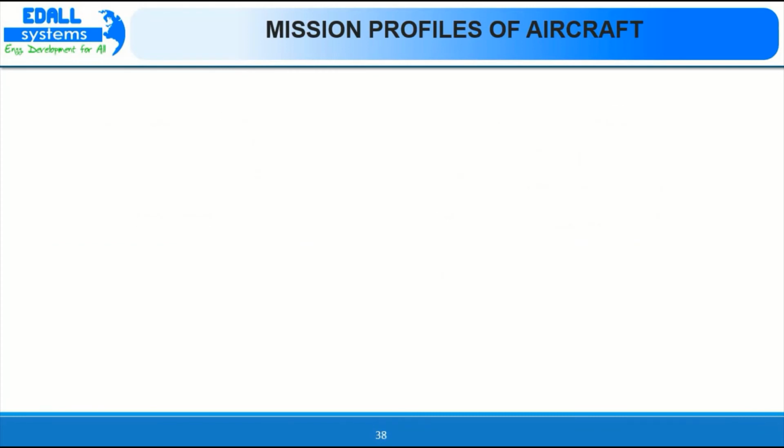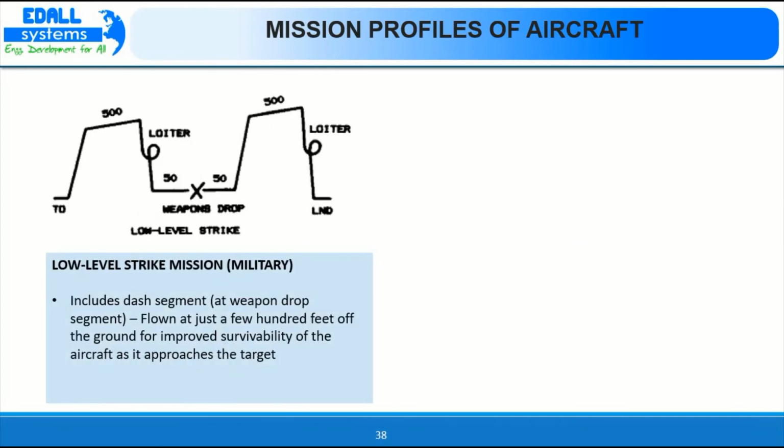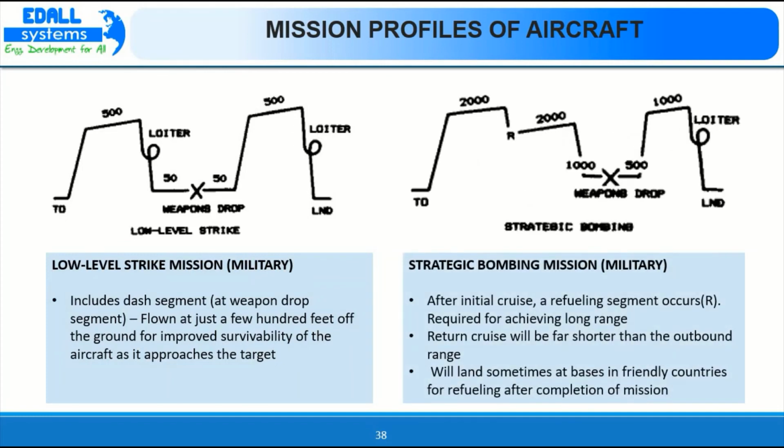So the next category is the low level strike mission. This is again for the military. This includes a dash segment and a weapon drop segment flown at just a few hundred feet off the ground for improved survivability of the aircraft as it approaches the target. Then we have the next one, that is the strategic bombing mission. This is mainly for military. So after the initial cruise, a refueling segment occurs. The R, which is present in the mission profile, is required for achieving long range.